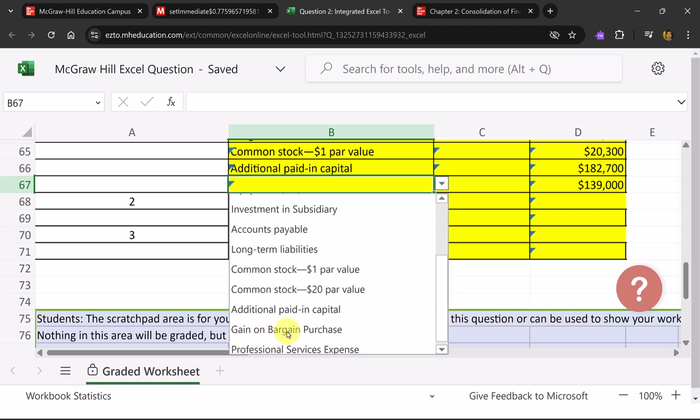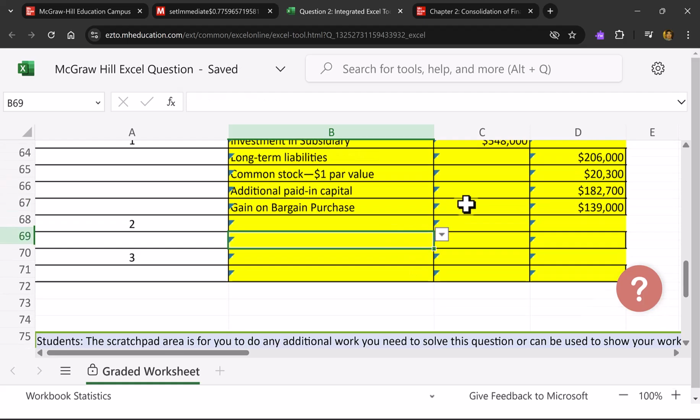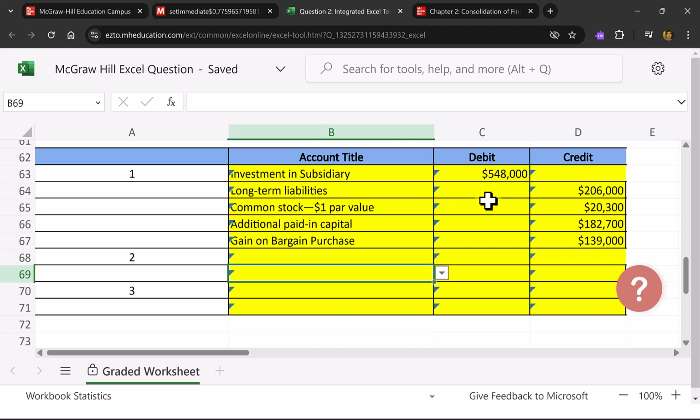Gain on bargain purchase. You notice that there's this green that handles the flags here. You cannot have a debit and a credit to the same account in a journal entry. You would net out the two, and whatever is left over would be a debit or credit.